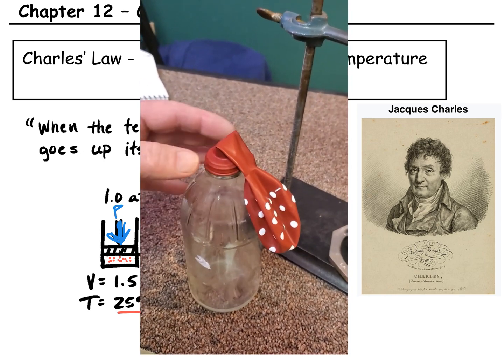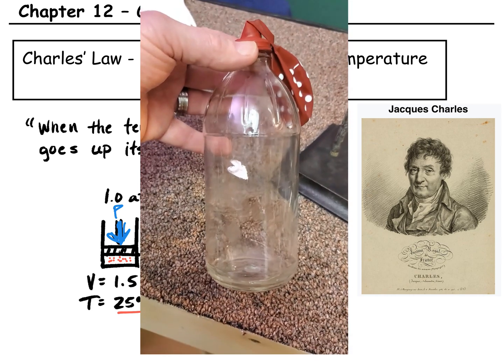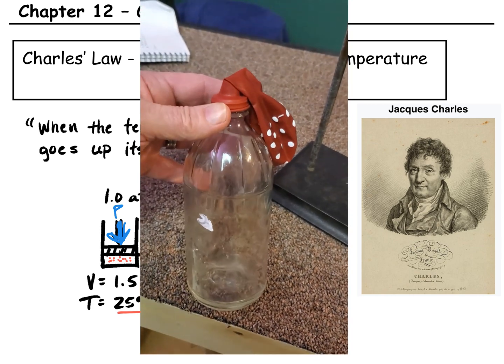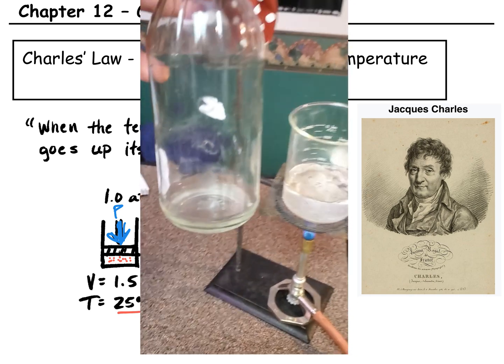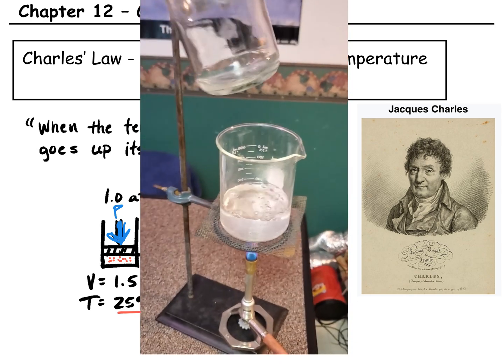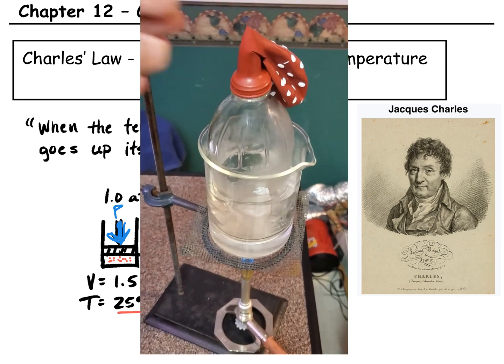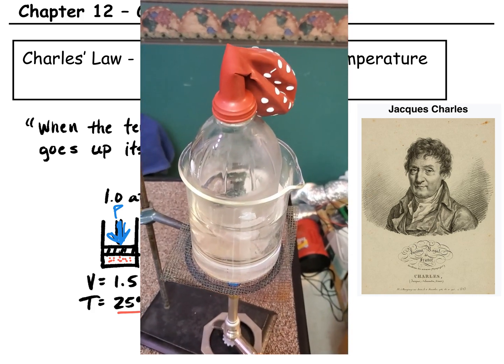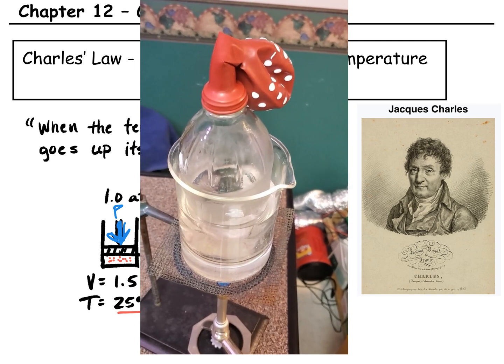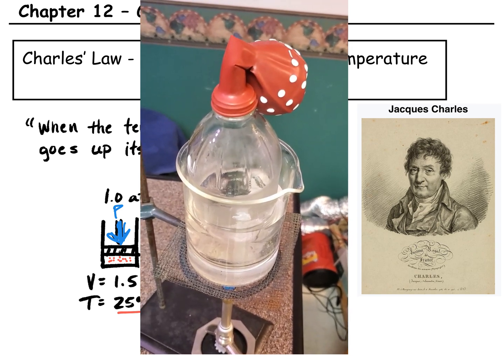Here's a quick demonstration of Charles' law. We have a bottle with a balloon, a certain volume of air, and some boiling water. If we put the bottle into the boiling water, the air expands as it gets warmer.